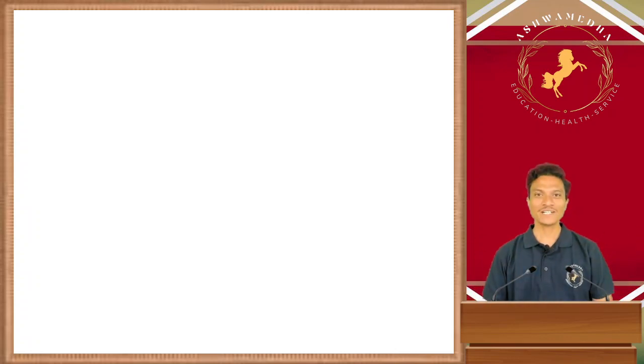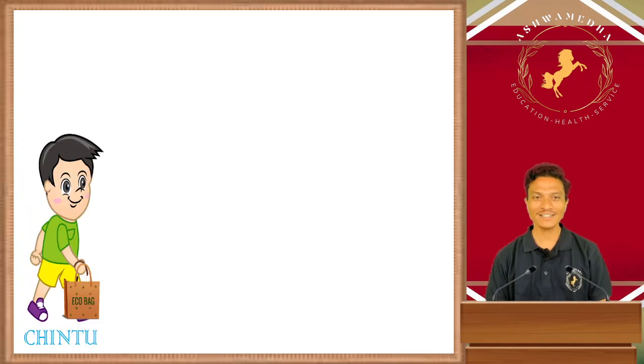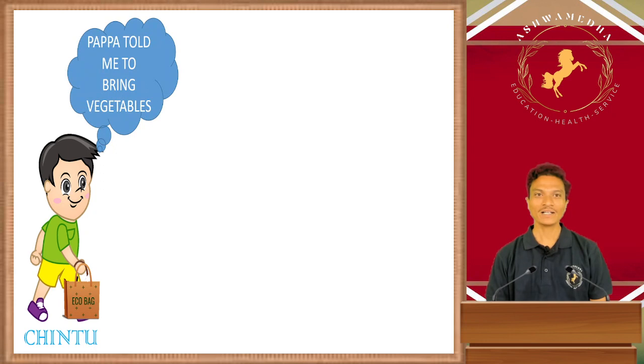Before starting the subject, I would like to share a small story. In our story today, the hero's name is Chintu. Do you want to see Chintu? Yes, here is Chintu. Chintu is a very naughty boy. His father allots one work to him: to bring some vegetables from the vegetable shop. So he tells you, Papa told me to bring vegetables.